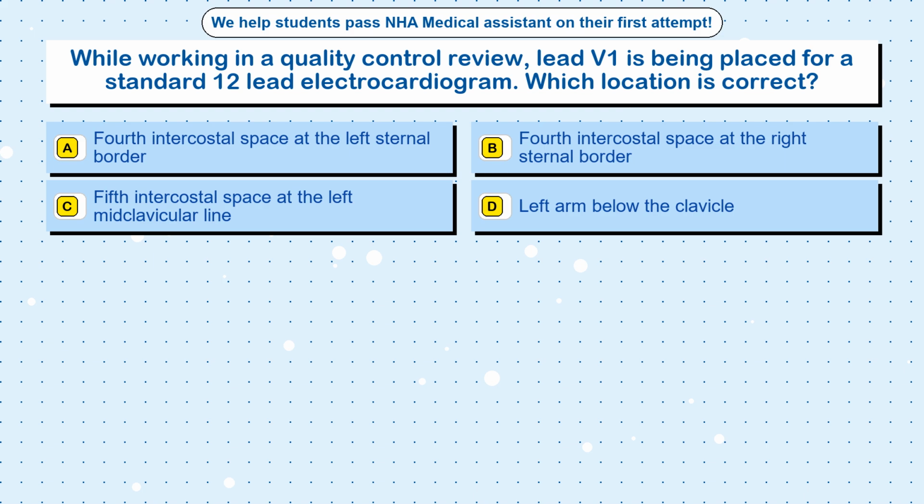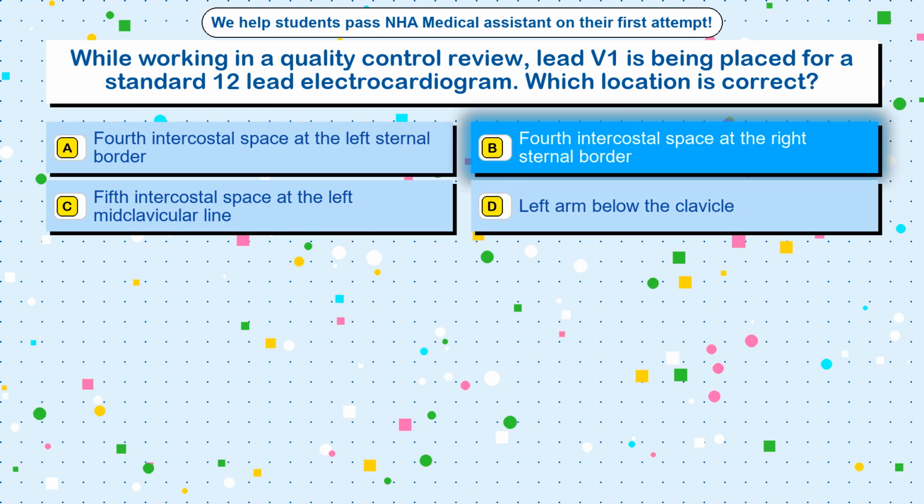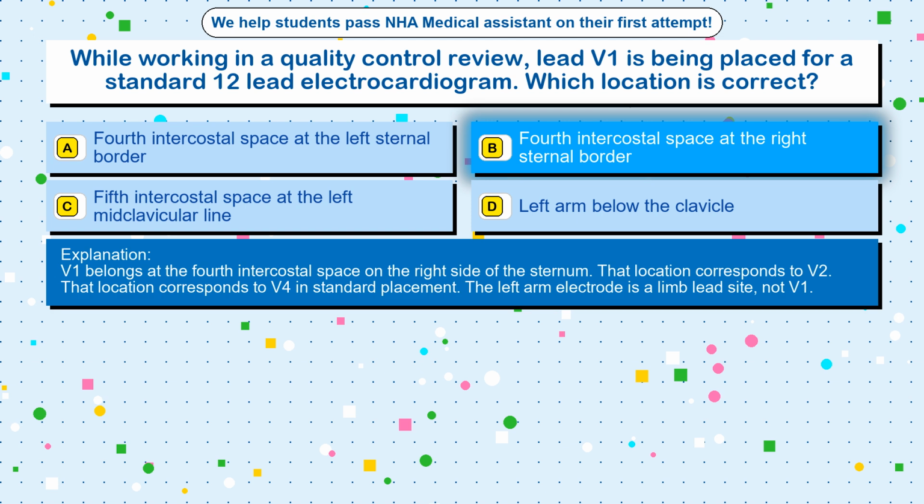Option D. Left arm below the clavicle. The correct answer is option B. 4th intercostal space at the right sternal border. V1 belongs at the 4th intercostal space on the right side of the sternum. That location corresponds to V2. That location corresponds to V4 in standard placement. The left arm electrode is a limb lead site, not V1.